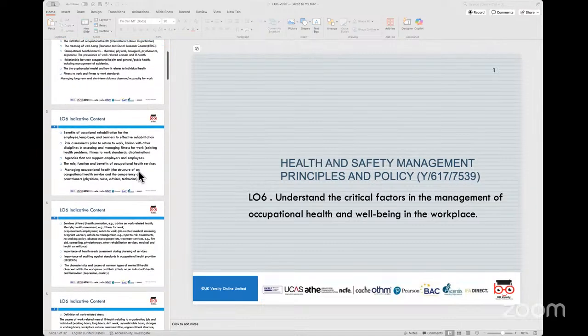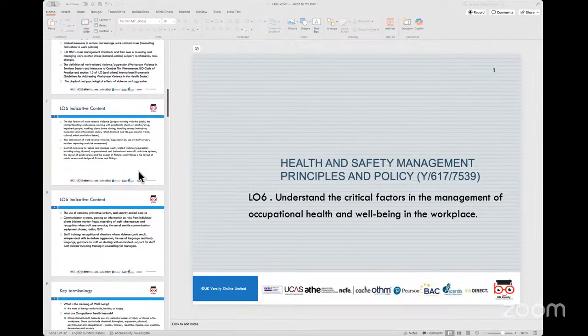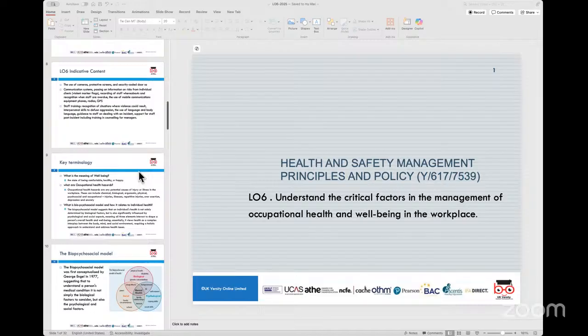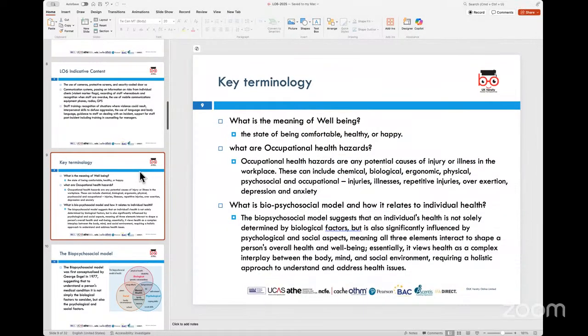So let's start off with key terminology, looking at some of the theoretical frameworks that we need to understand with regards to this learning outcome. Now, we talked about critical success factors or critical factors in the management of occupational health and safety.